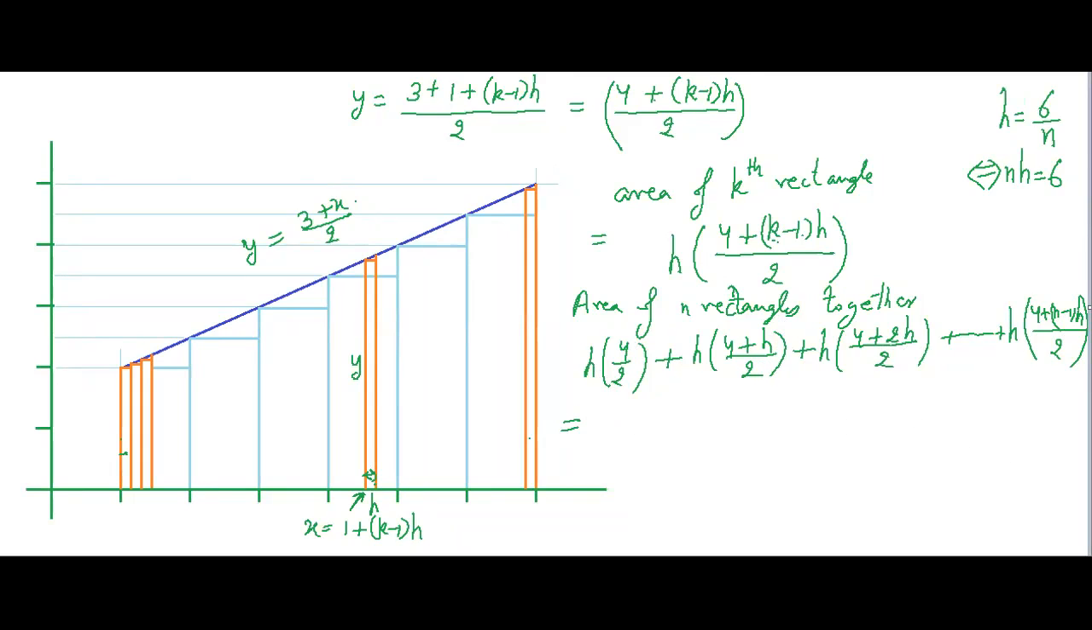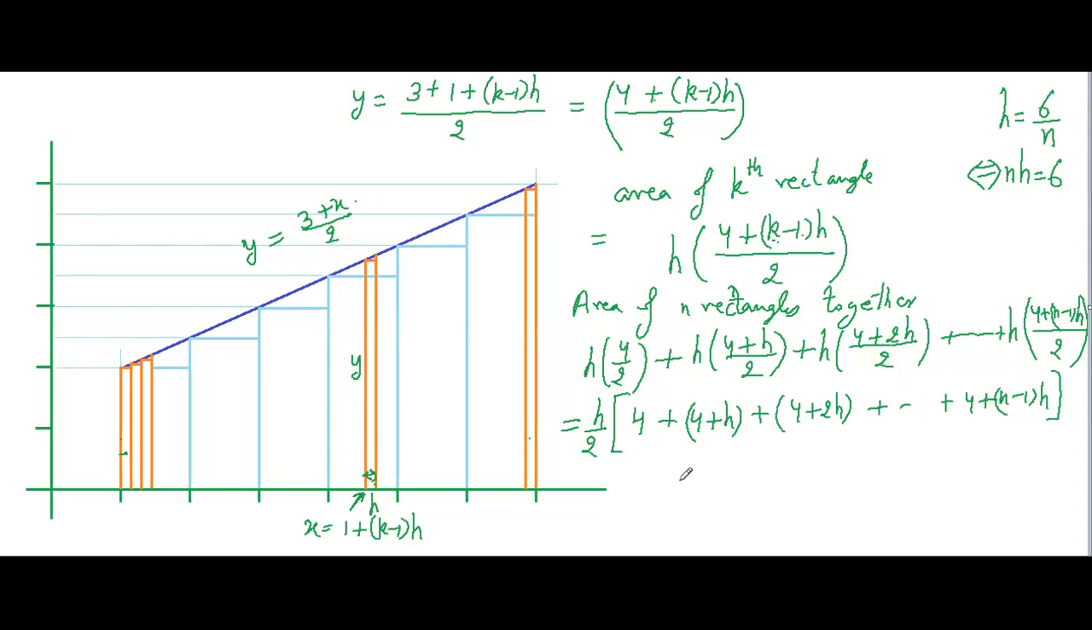In all terms, we can't cancel. Rather, we can take h by 2 common in the denominator. So h by 2 is common. We are left with a new AP to be added: 4, second term 4 plus h, third term 4 plus 2h, and so on. The last term is 4 plus n minus 1 times h.